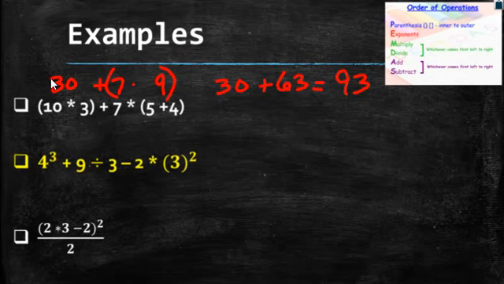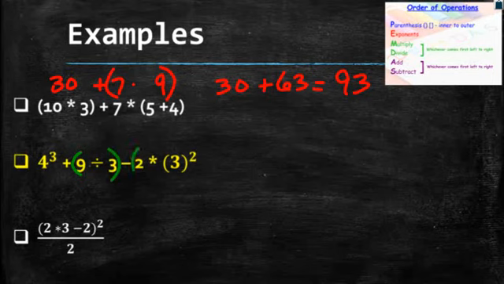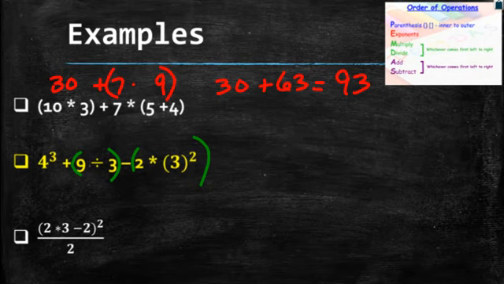The next one, 4 cubed plus 9 divided by 3 minus 2 times 3 squared. I'm first going to put parentheses around my multiplication and division. Now let's solve these. So I know 9 divided by 3 is 3. I can't do this other parentheses because I have exponents in there. So I got to do the exponent first before I multiply. Because the square is only on the 3. So 3 squared is 9.